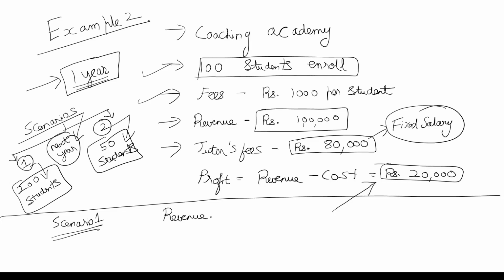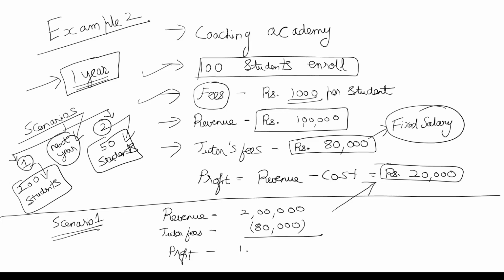The revenue is going to be 2 lakhs. This is because 200 students pay ₹1,000. We are not assuming the fees would change; I'm just going to keep the fees constant. So revenue is going to be 2 lakhs, and tutor fees, which is the cost, is going to be still 80,000. So I subtract that. Now I get my profit of 1,60,000.